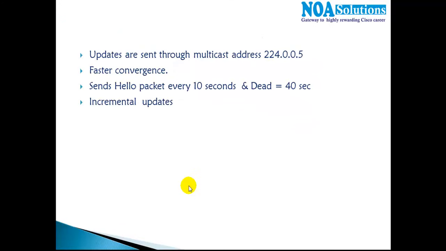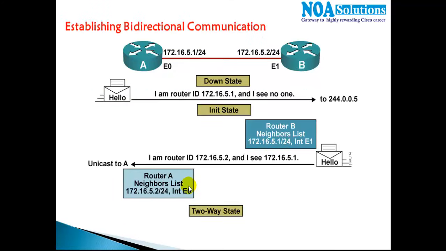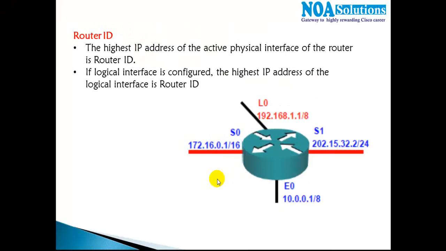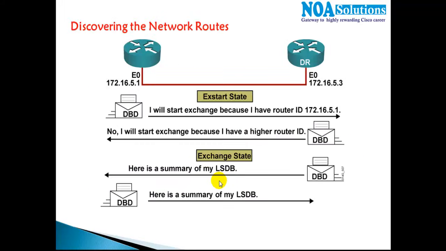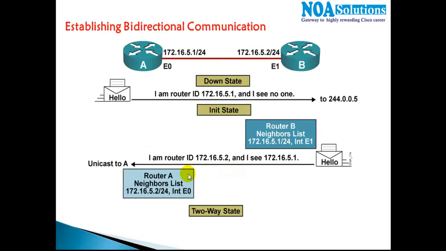So let us try to understand some of the basic process of OSPF here. The entire OSPF process goes in 7 stages. We have something called the down stage, init stage, two-way stage, ExStart stage, exchange stage, and then loading and full stages. So we'll be seeing how exactly the basic OSPF process happens.